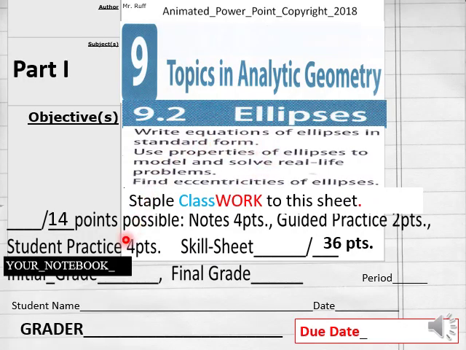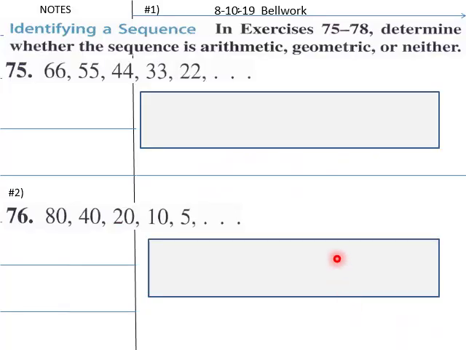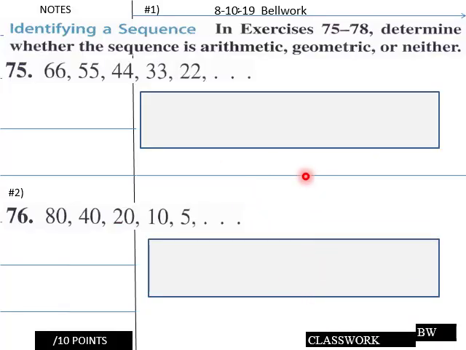So today we've got 14 points that will go into your notebook guide, and we will have 36 points that will go onto your classwork sheet for 9.2 ellipses part 1. Students, put your name, date, period in my classroom. If you're online or a homeschooler, put your due date here. And then today's bell work, everybody.